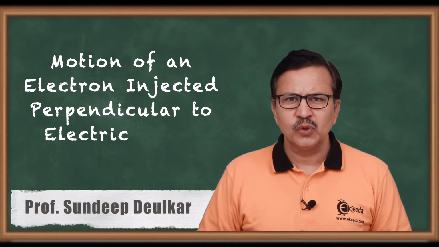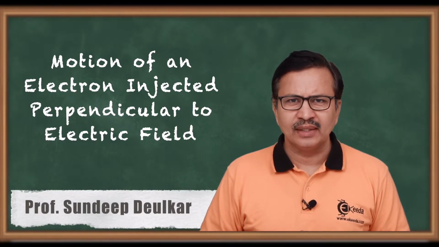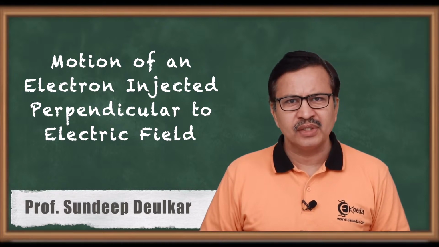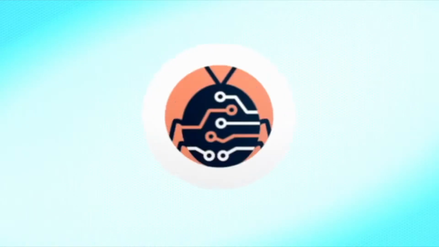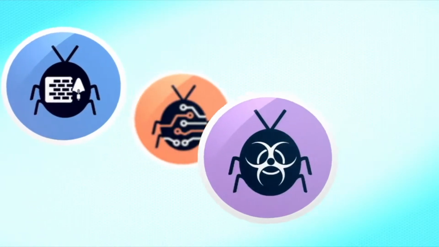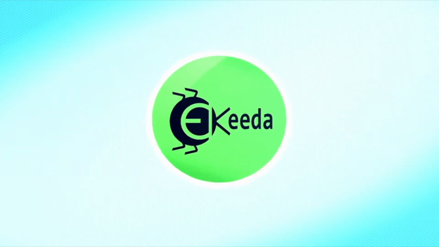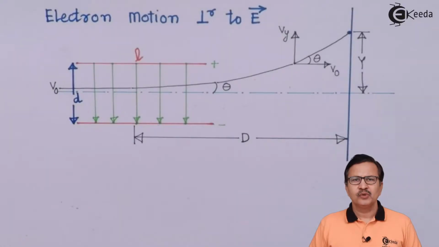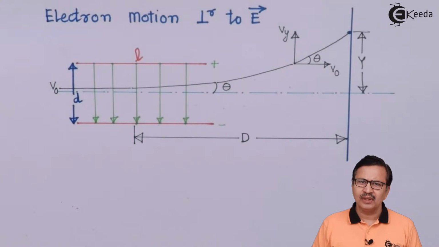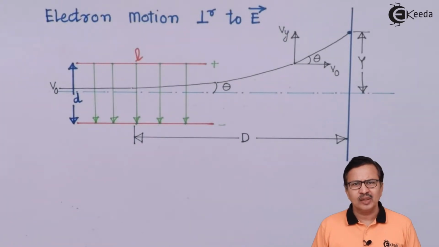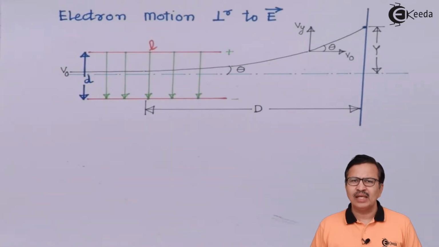Hello friends, in this particular video we are going to study the motion of an electron which is injected perpendicular to a uniform electric field. The motion of an electron injected perpendicular to an electric field will have a velocity Vx0 in the x direction, and initially there will be no velocity in the y direction. Let us understand this with the help of a figure.